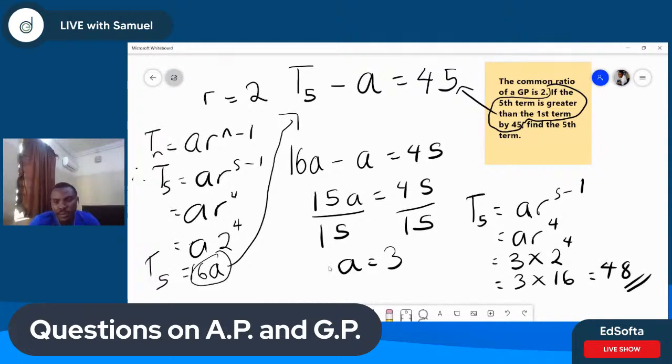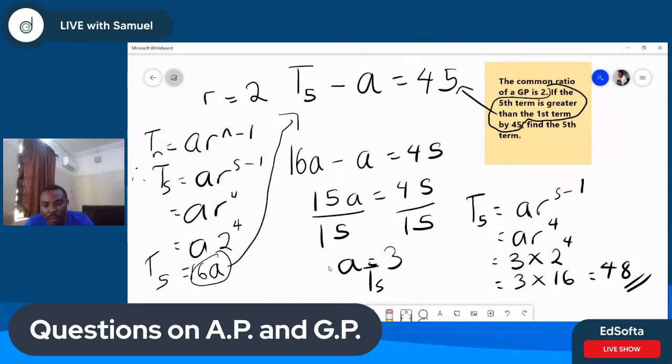Very simple. Or we could have just even said a very easy method. T5, since T5 is 16A, 16 times A, and that's all. And you see, it's very simple, but there's just a thought process.